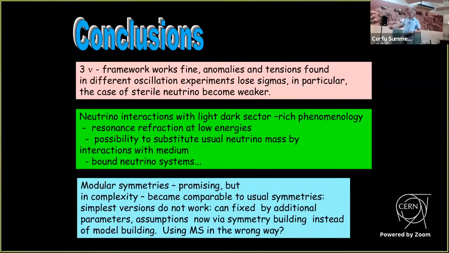And then modular symmetries, I don't want to repeat again, are promising. I think we are still in an exploratory phase. But one should also keep in mind that maybe we apply them in not quite the right way.